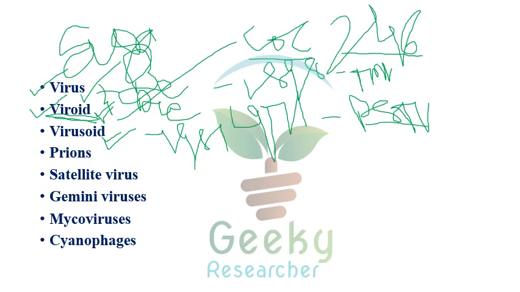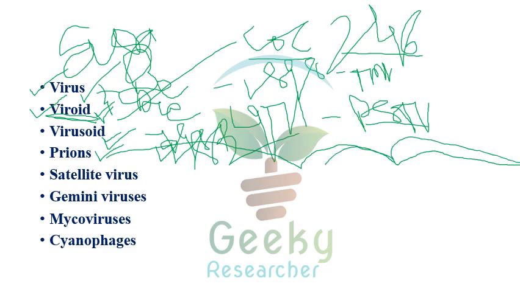The next one is prions. The word prion was first given by Stanley Prusiner in 1982. Prions are very small infectious proteins, or misfolded proteins, where the infection spreads from one protein to another protein. It can spread its infectious nature from one protein to another protein.